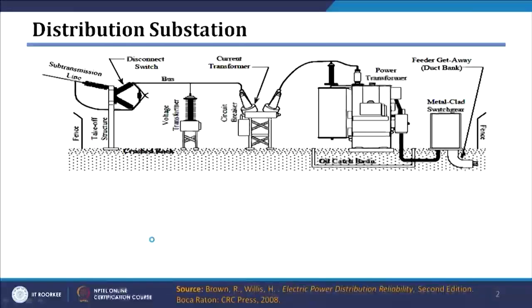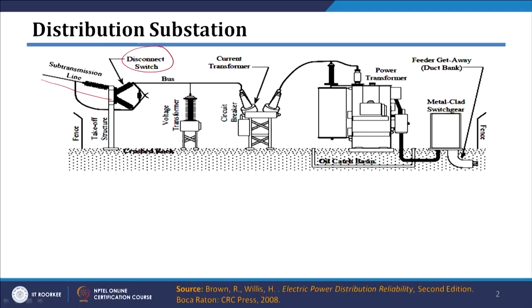In this particular lecture, we will focus on distribution system substations. In this slide, I have shown you the layout of a distribution system substation, and in this layout there are different components shown. In this figure, one sub transmission line, which may be say 66 or 33 kV, is coming from the left hand side, and after that the line is connected to what is called a disconnector switch.